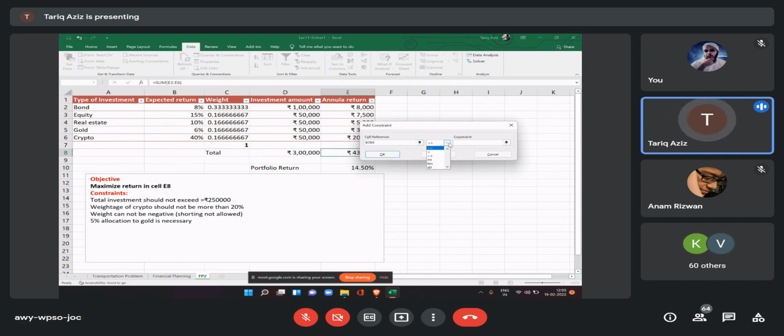So D8 should be less than or equal to 2,50,000. The first constraint has been added.